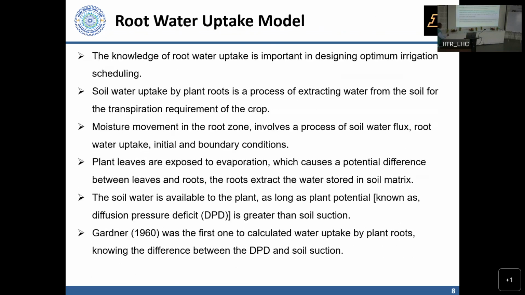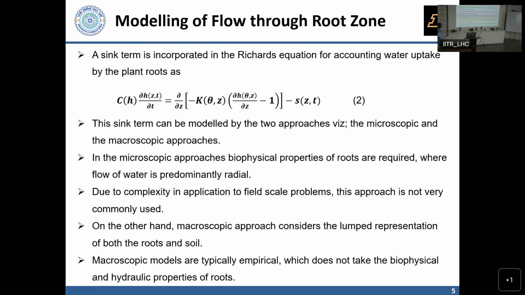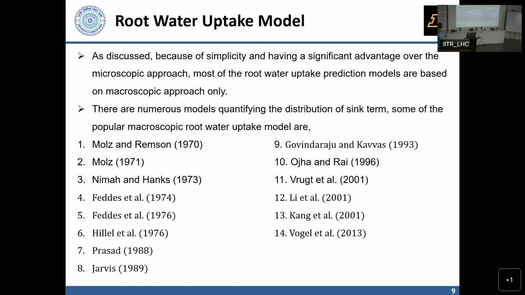Another important factor: with this we can solve this part, meaning we get the information about it, but the other term depends upon the plant root characteristics, that is, how the roots are distributed over the root zone. For that we have a lot of models. The simplest was proposed by Molz and Remson in 1970. What they assumed is that if I have a root length of, let us say, L, the root water uptake is the same over the entire root length. That means constant root uptake. But we know that a root usually has a very high density at the top, and as we move down it has less density. So the upper parts of the root will take more water as compared to the lower portions.